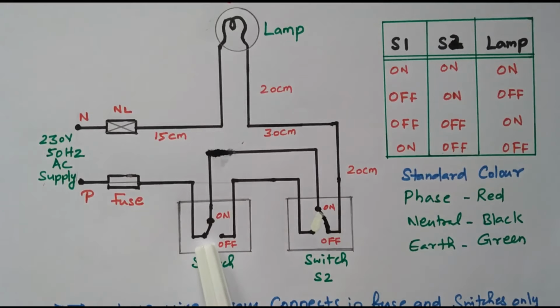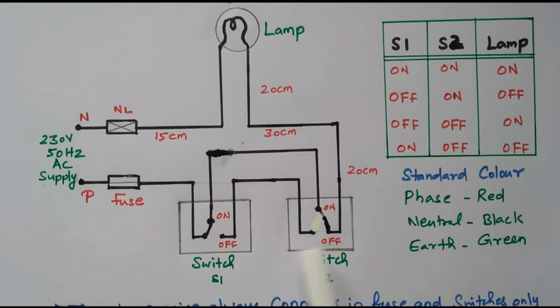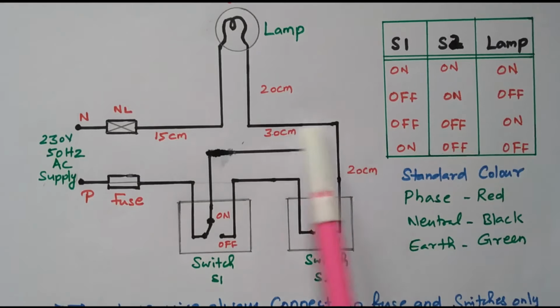Terminal 1 is energized by the phase. Right? So terminal 1 is connected to the phase. Terminal 2 is short circuited, and terminal 3 and terminal 1 are also short circuited. This terminal 3 is connected to the lamp. So this is the connection.